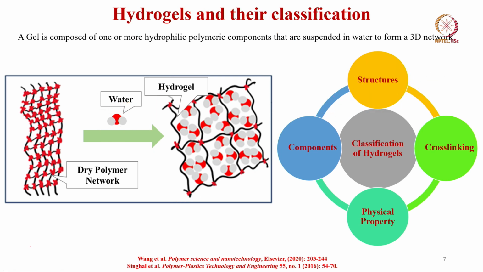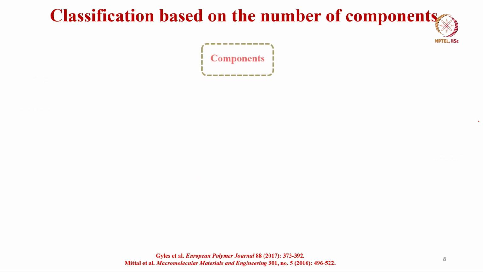So, what are the classifications of hydrogels? You can classify hydrogels in terms of structures, components, physical properties or cross-linking properties, as I am going to show you in the next couple of slides.